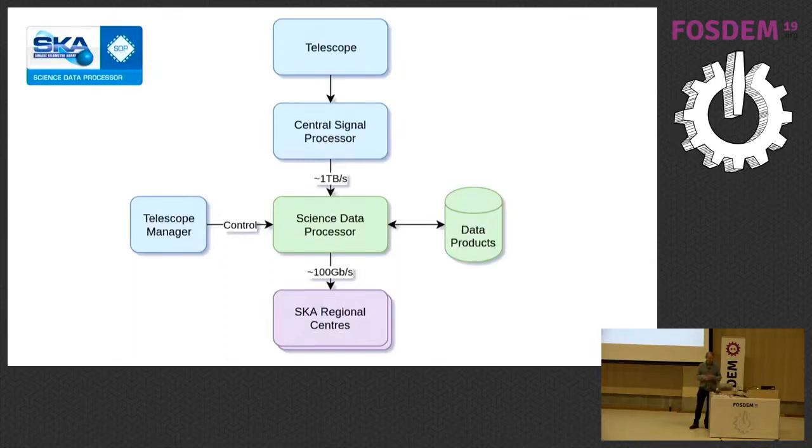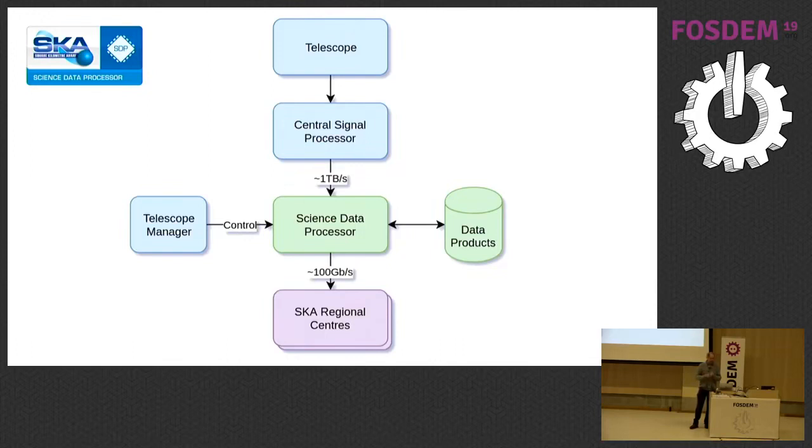So what does this look like at each of the sites? For each site, you've got the data, as I said, coming in from the telescope. Certainly for the SKA Low, there's a central signal processor, and effectively that takes the voltages and things from the telescopes. The data rate coming in to the science data processor is about 1 terabyte a second, roughly speaking, which is a lot of UDP not to drop on the floor, to be fair.